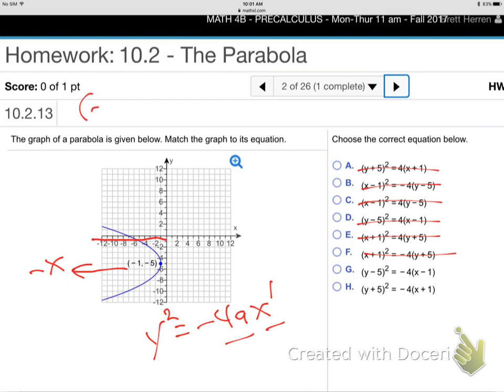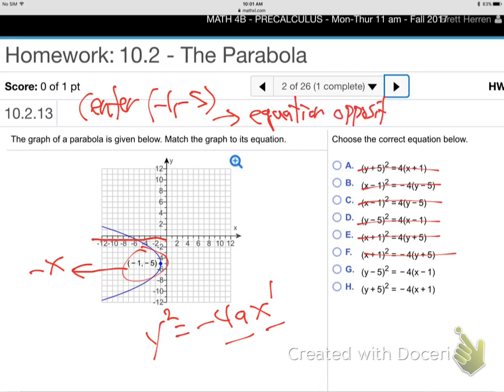Let me help you with the center. The center, which in this one is right there, negative 1, negative 5, in the equation always has opposite of both in parentheses. In other words, this is the x, this is the y. You're going to have parenthesis x plus 1. You're going to have parenthesis y plus 5. That's for all the equations. This section and the other two, which we'll do next week.